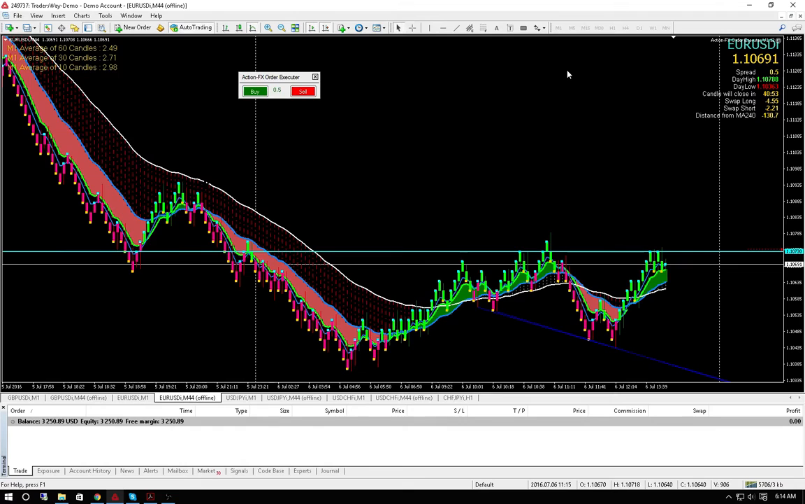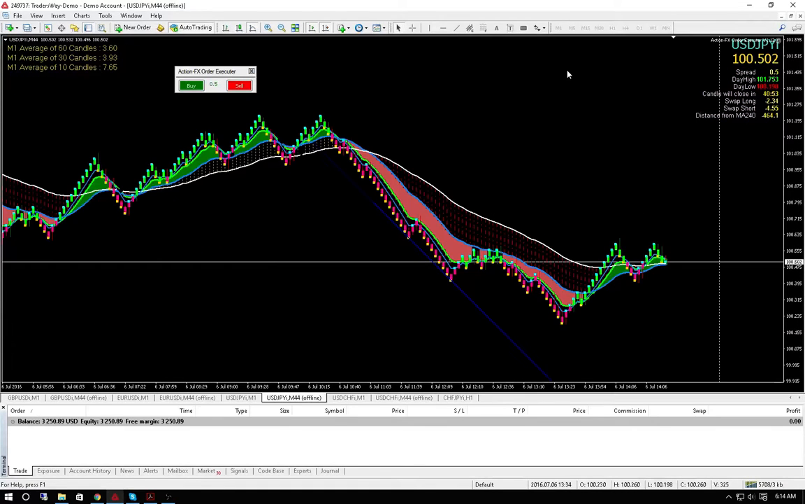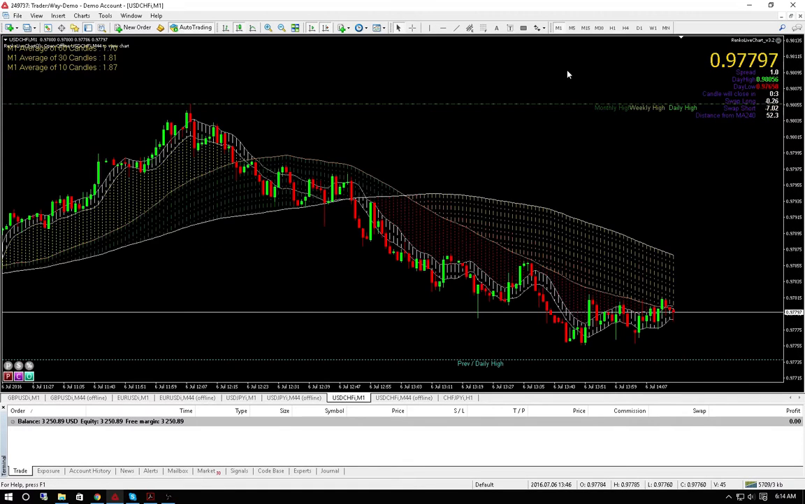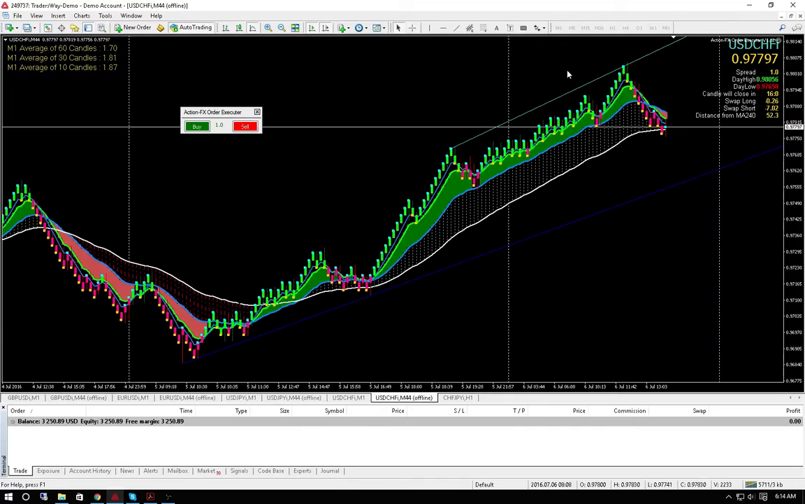Euro's still dicking around at that resist. UJ, just no likey, and USDCHF, I don't know what it's doing. So I am no touchy.